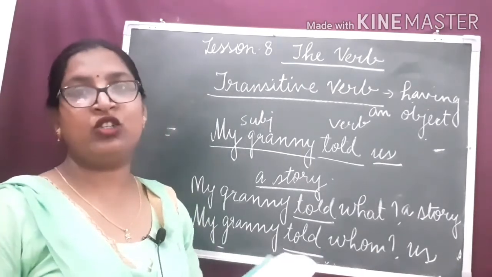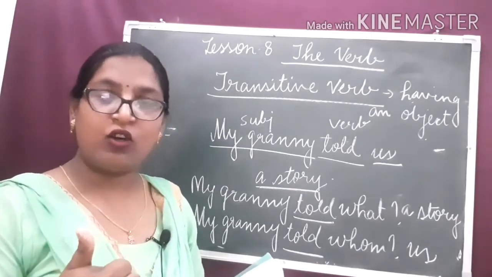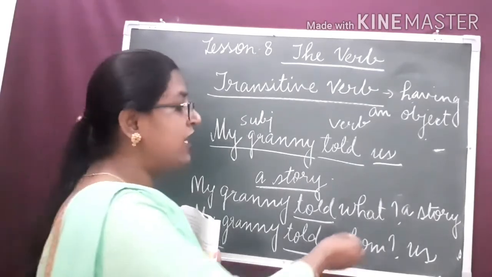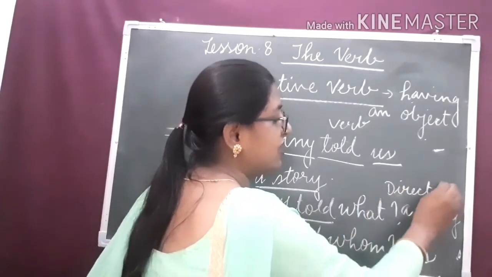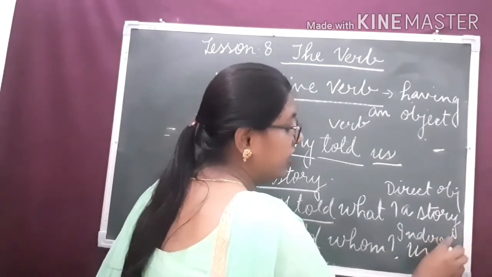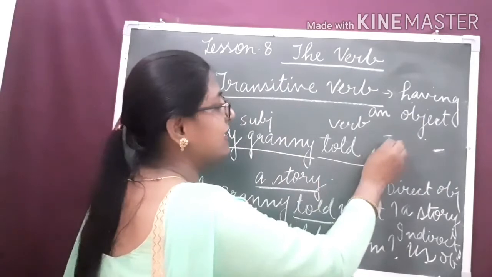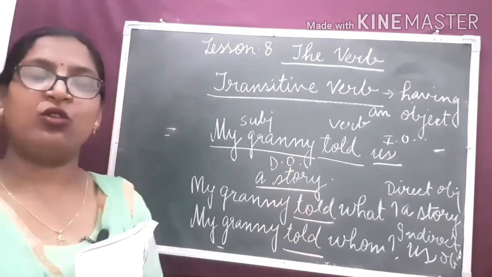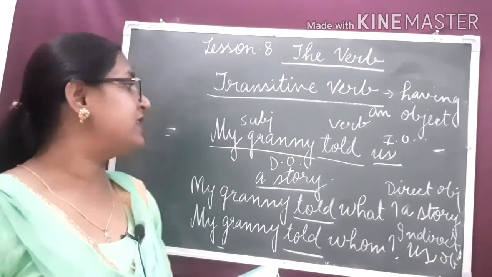Now dear children, I told you when there are two objects, two answers, one object is the direct object and another one is the indirect object. And usually the answer of what is the direct object and the answer of whom is the indirect object. So here us is the indirect object and a story is the direct object. So these are the rules we follow to find out an object in a sentence.